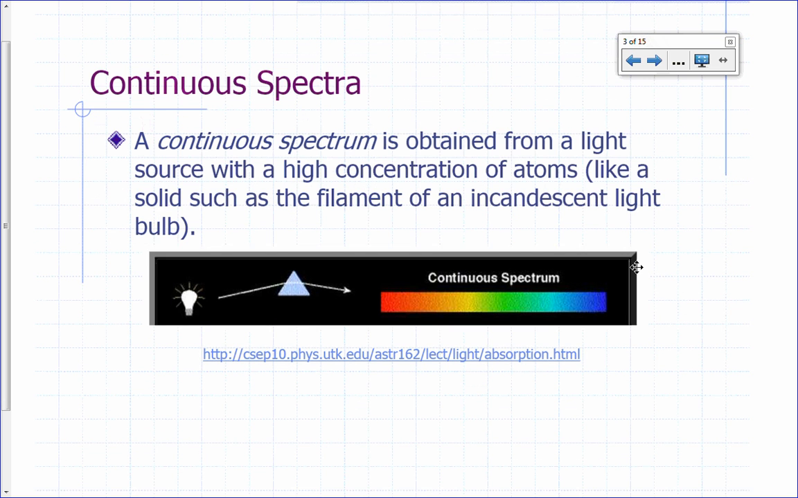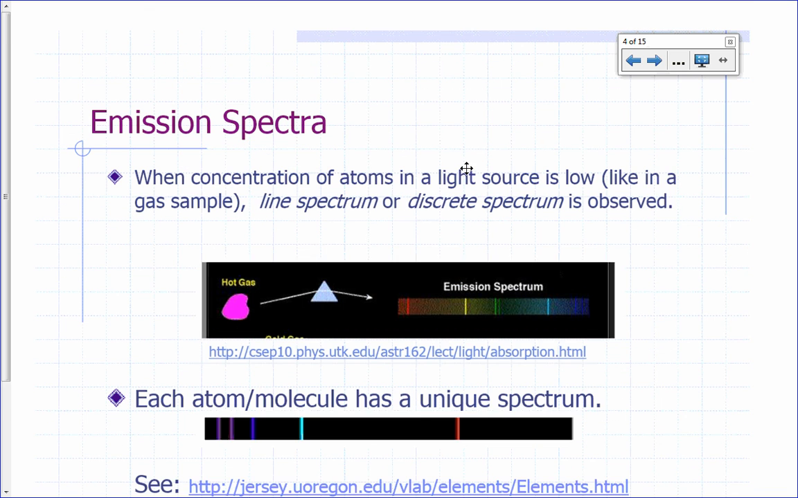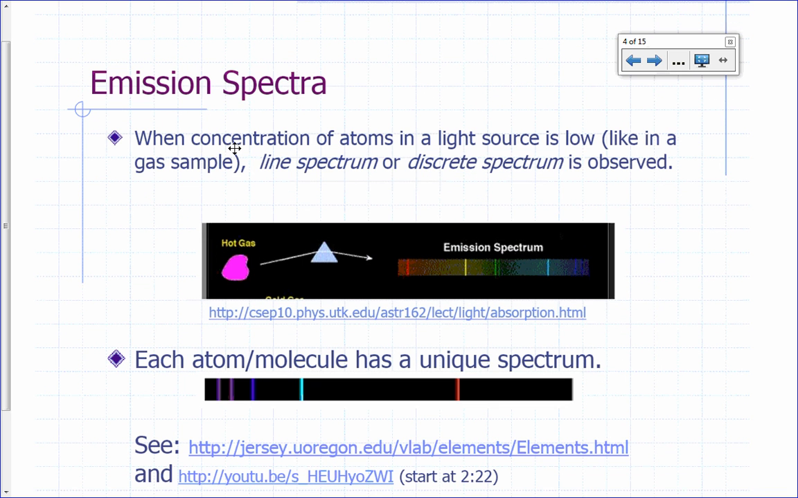Now, if you were to get light from a source that has a high concentration of atoms, like a filament from an incandescent bulb, and you run it through a prism, you get what's called a continuous spectrum. You get a continuous band of color. So something like this would be an example of a continuous spectrum. Continuous as opposed to what you might get when the light source has a very low concentration of atoms.